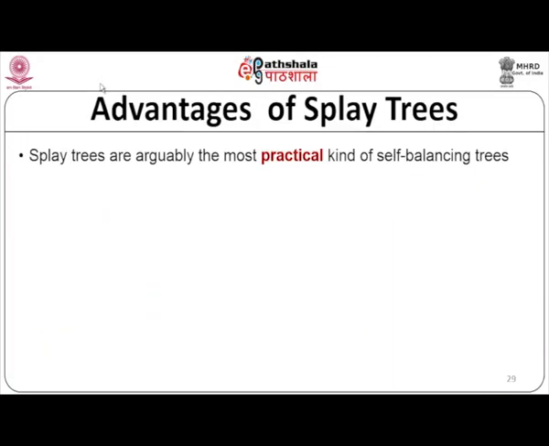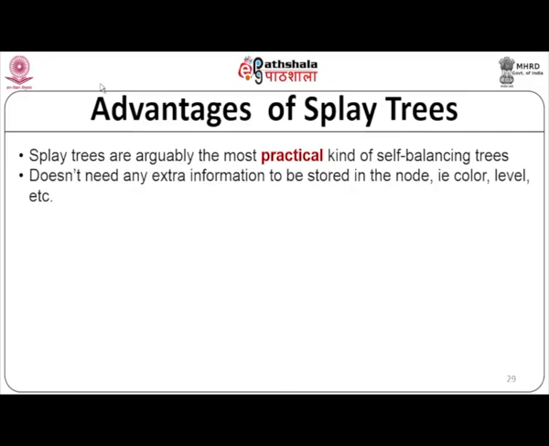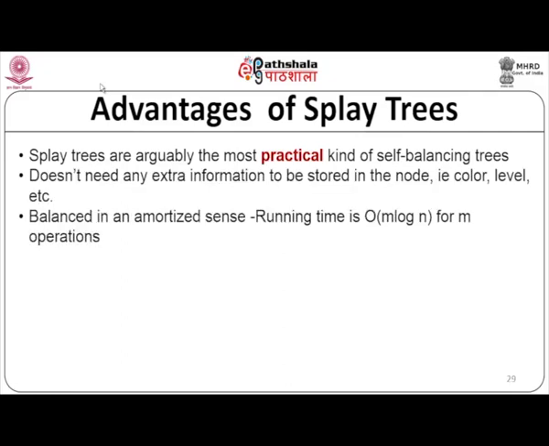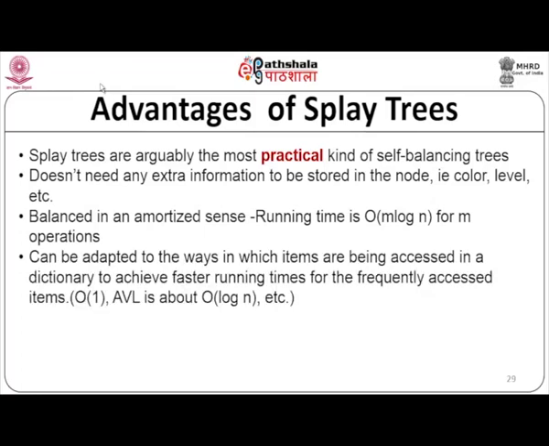So, what are the advantages? They are arguably the most practical kind of self balancing trees. They are called self adapting trees, because depending upon the access pattern, that philosophy is there. They assume that if you access the node x, the next time also you will be accessing that. They do not need any extra information to be stored, and they are balanced in the amortized sense, not every time an operation occurs. They can be adapted to the way in which items are being accessed in a dictionary, to achieve faster running time for frequently accessed items.